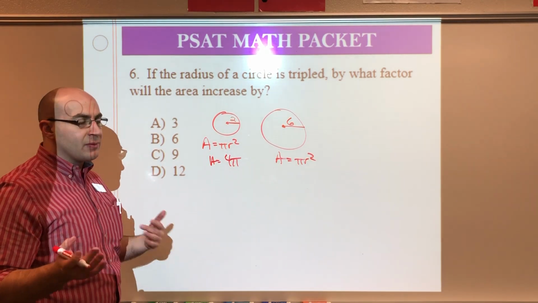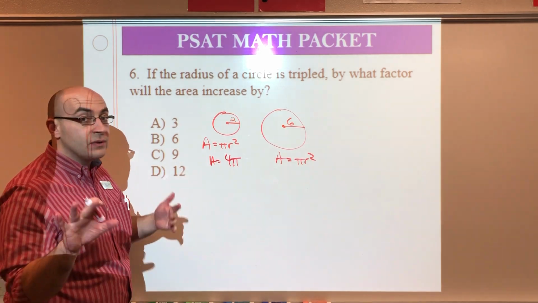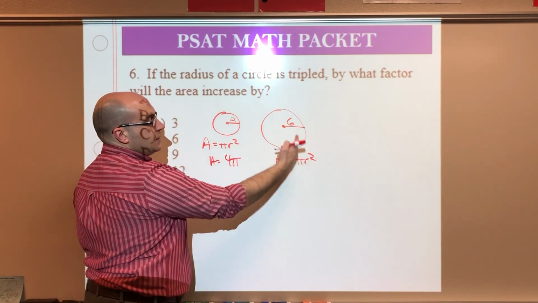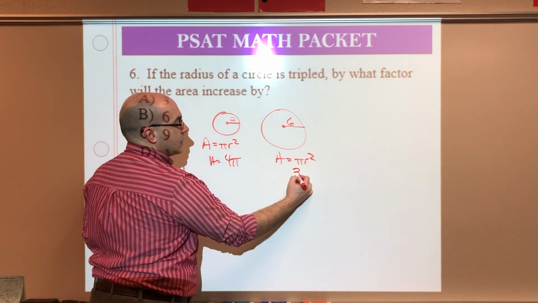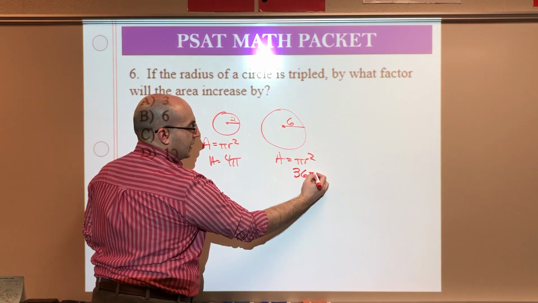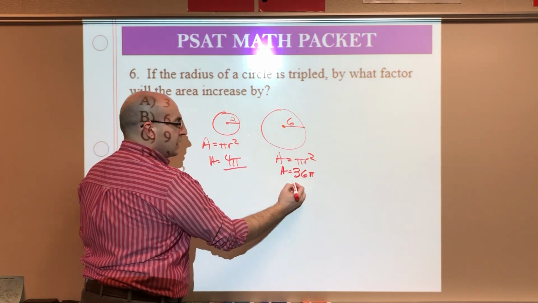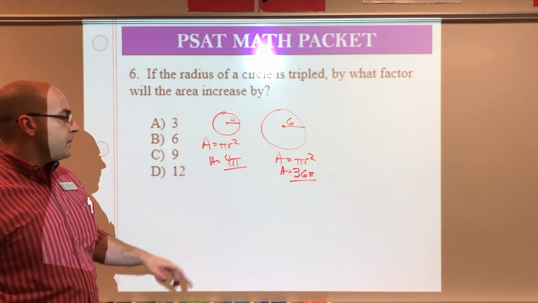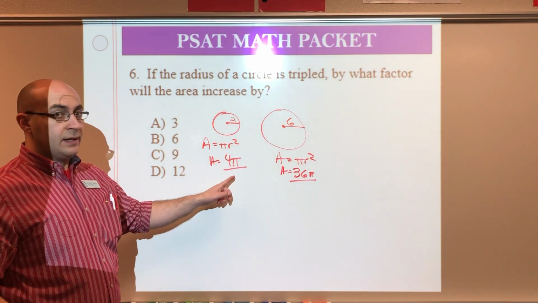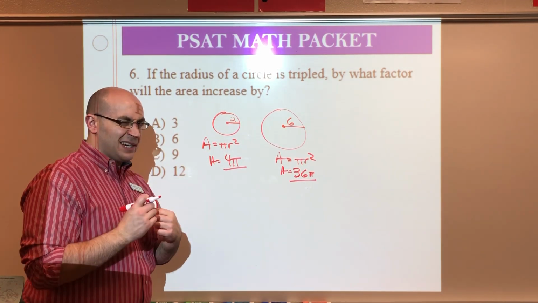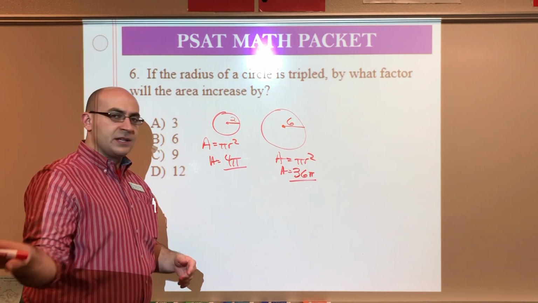Yes, you can multiply by 3.14, but that's going to make a messy decimal, and there's no need for that. So 4 pi. 6 squared is 36 pi. Let's take a look at the areas now and compare them. The small circle is 4 pi, or we can just call it 4 for right now, because if they both have pi, we can just get rid of it.